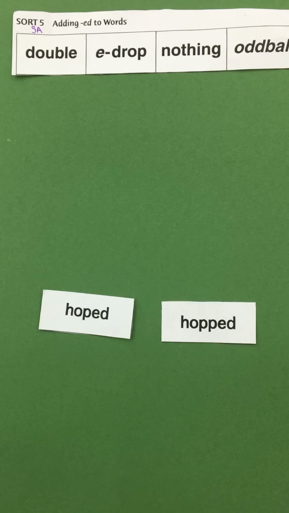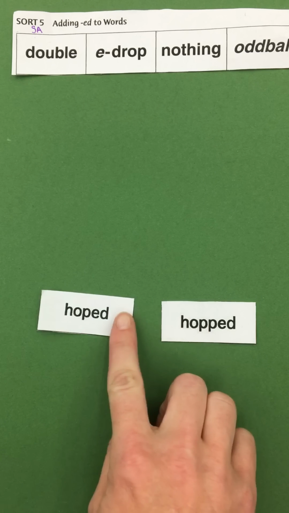Syllables and affixes, or S&A, Sort 5, adding ED to words. You'll notice your headers look a lot like the headers you've had lately when we were adding ing to words. This is because adding ED to the word is very similar to adding ing. First, let's look at these two words.